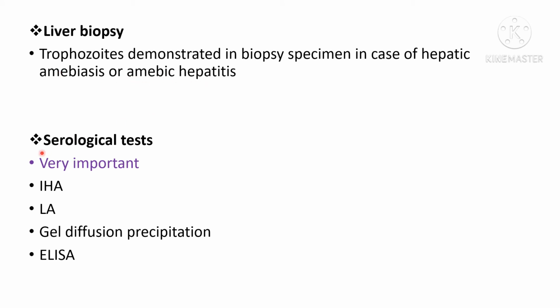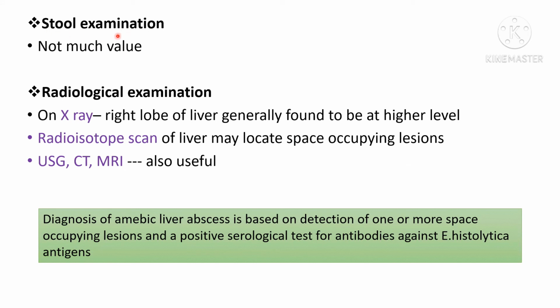Then the various serological tests are done. These serological tests play a very important role in diagnosis of extraintestinal amoebiasis. These include indirect hemagglutination assay, latex agglutination test, then gel diffusion precipitation test, and ELISA. Stool examination does not have much value in diagnosis of extraintestinal amoebiasis.